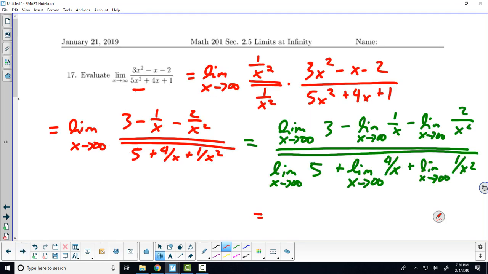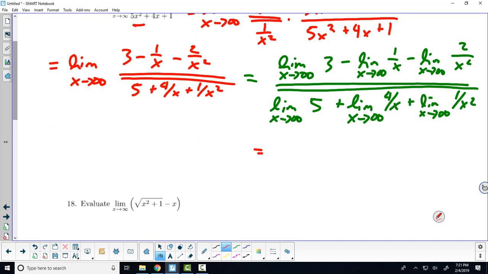So let's look at what's happening here. Well, this is the limit of a constant, so that's just the constant, minus the limit as x approaches infinity of 1 over a large positive. That's approaching whom? 0. As is this term. Divided by the limit of a constant, plus 0, plus 0. This gives me 3/5.